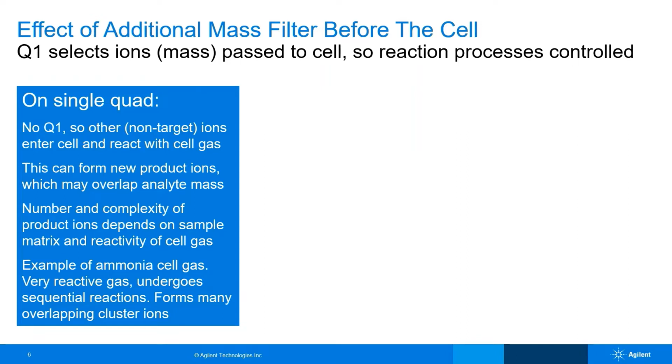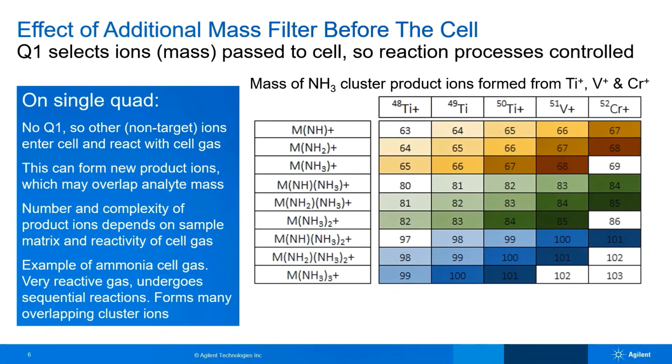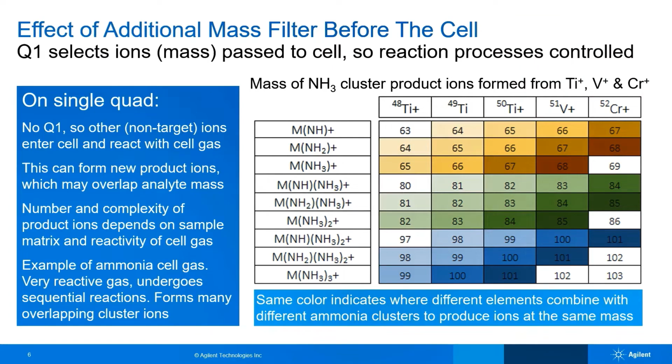If you use a gas like ammonia, which is very reactive, it is going to undergo subsequent reactions, and you're going to be forming many overlapping cluster ions. As you can see in this table, you have the different cluster ions formed by ammonia with titanium, vanadium, and chromium. The squares that you see with the same color are cluster ions of the same mass. In the case of 84, you're going to have a cluster ion of titanium 50, of vanadium 51, and chromium 52 showing up at the same mass.